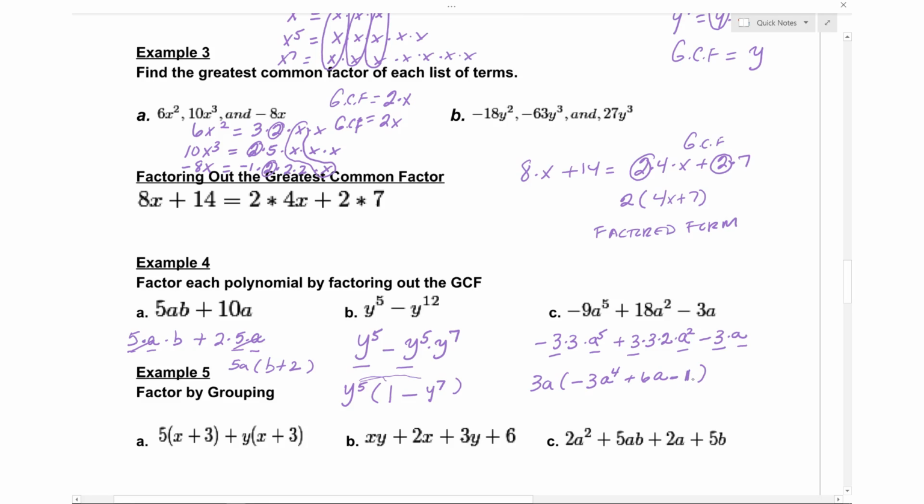And so if you wanted to check it, you would have to apply the distributive property. 3a times negative 3a to the 4th gives you negative 9a to the 5th. 3a times 6a gives you 18a squared, and 3a times negative 1 gives you negative 3a.